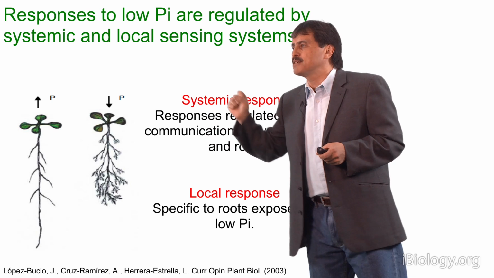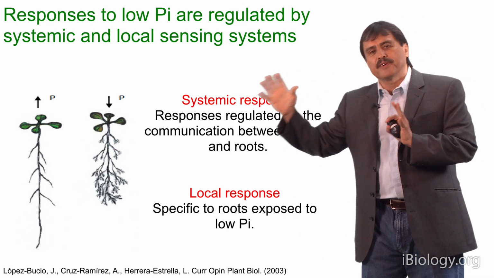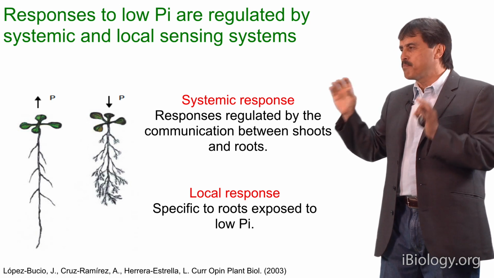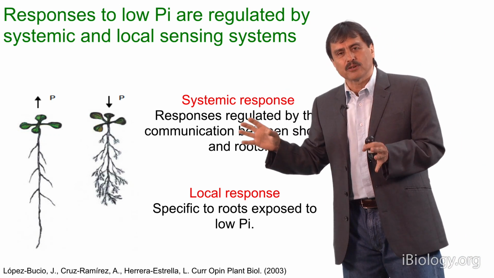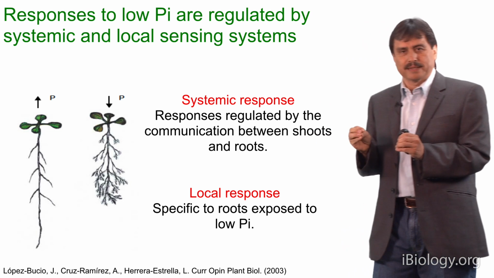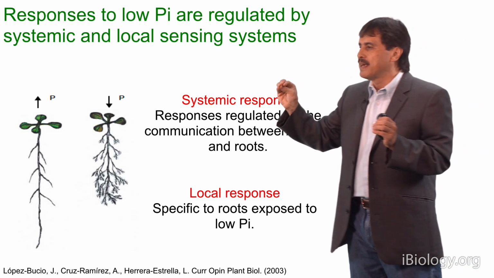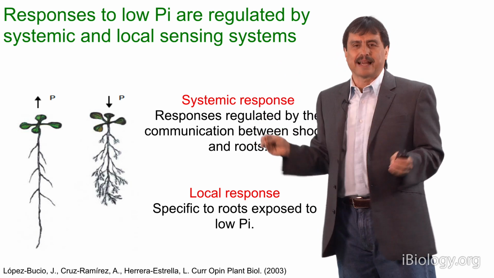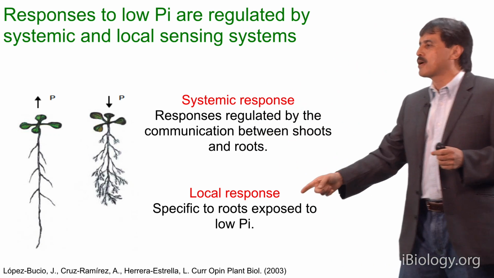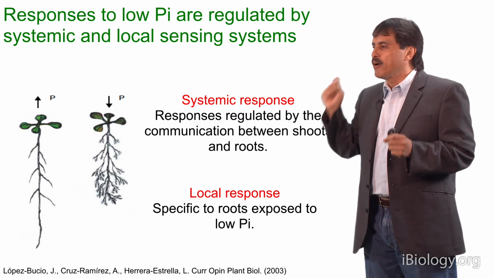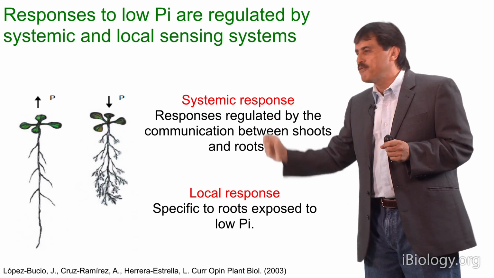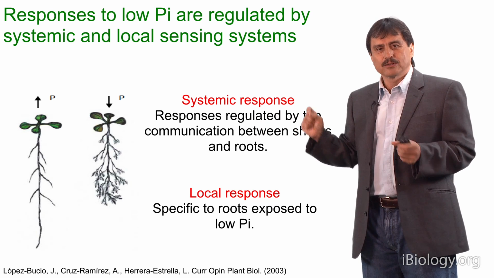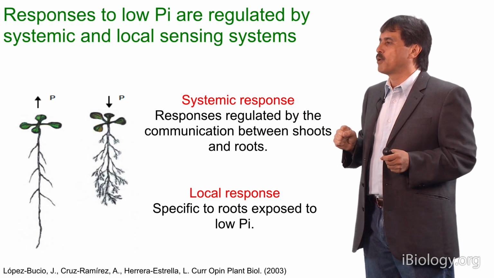Now, the plant responds to low phosphate in two different manners. One is a systemic response, which depends upon the concentration of phosphate inside the plant. And that signal remodels the expression of genes in every cell of the plant. And there is a local response in which only the cells that are in contact with low phosphate in the external media respond to the signal. So there are two different response mechanisms.